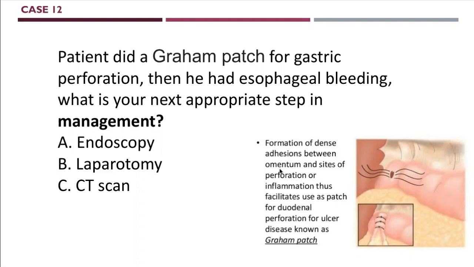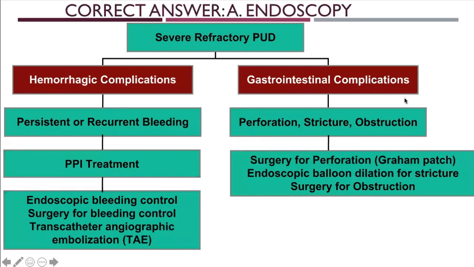Patient had a Graham patch for a gastric perforation repair. Then he had esophageal bleeding. What is your next appropriate step in management? Would you do endoscopy, laparotomy, or CT scan? CT scan? Let's see here. You would actually do endoscopy here.